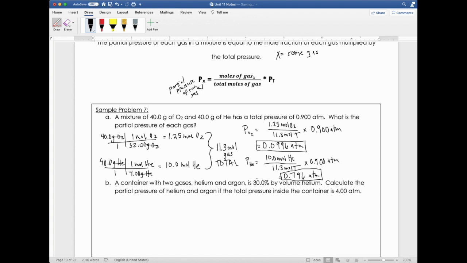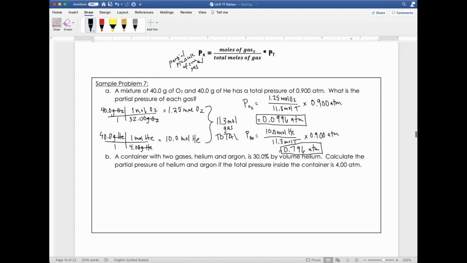So you didn't have to do this step here because you know if the total is 0.9 and if oxygen is 0.0996, the helium must exert whatever the difference is between those two. And of course, the helium pressure is going to be much more significant in the system than the oxygen because helium takes up a heck of a lot more moles than the oxygen does. So the mass doesn't matter. It all comes down to the number of moles of the gas.